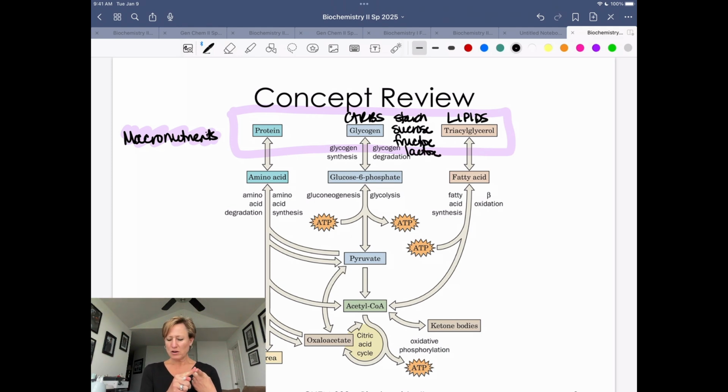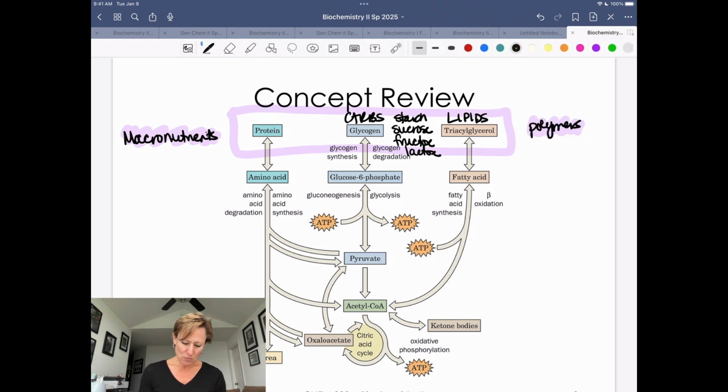Starch is a polymer of glucose. Sucrose is glucose plus fructose. Fructose is a monomer by itself, and we'll talk about high fructose corn syrup, and then lactose is a disaccharide of galactose and glucose. So those are pieces that I want you to know. Again, these are our macros, and then protein, right? That's the name that we have for that macro. So highlighting that our macros are going to be polymers.